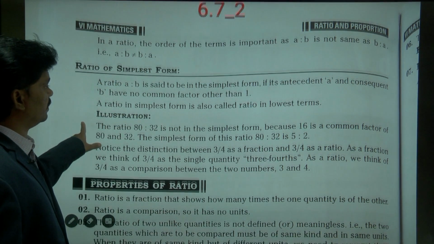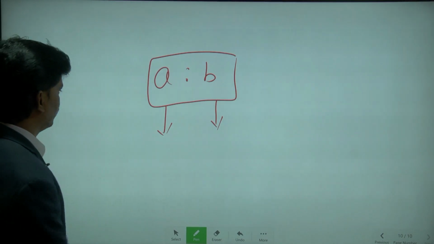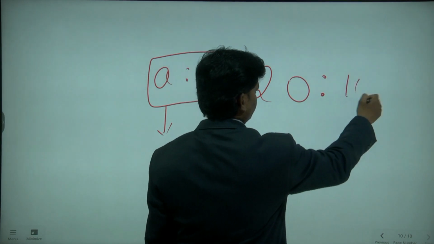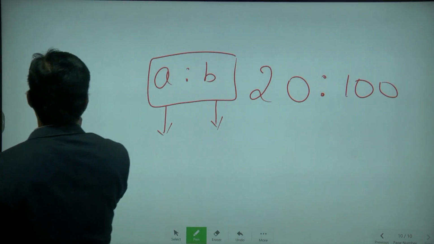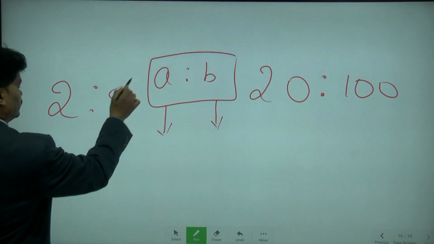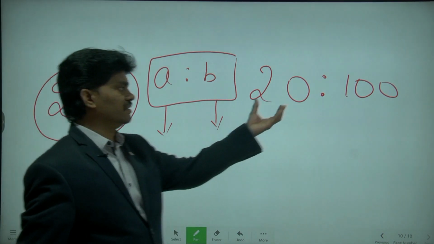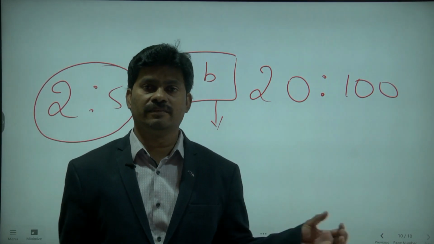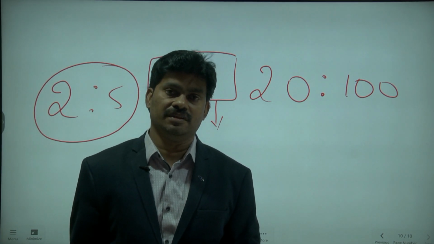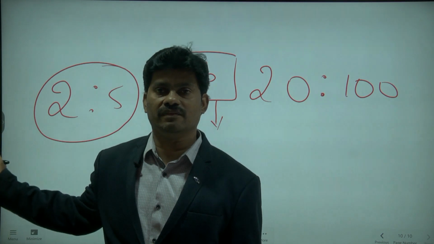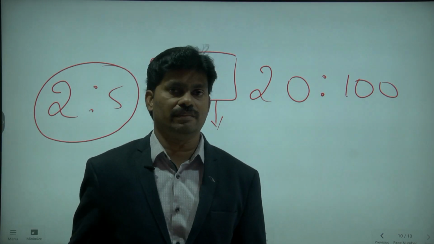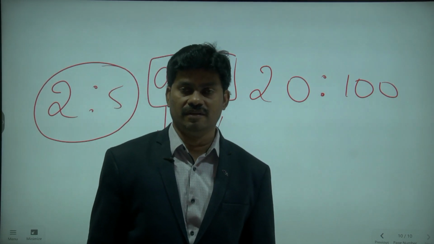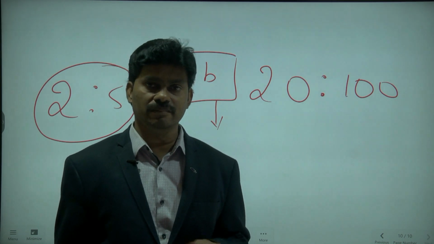The ratio in simplest form. What is meant by ratio in simplest form? Suppose I am giving the ratio 20 is to 100 and I am taking the ratio 2 is to 5. What is the difference between this ratio and this ratio? 20 is to 100 have common factors for first term and second term, but for 2 and 5 there is no common factor. Only 1 is the common factor. If we express the given ratio without any common factor other than 1, then that is called simplest form or lowest form.